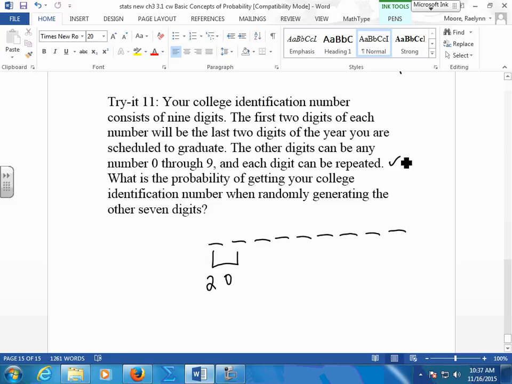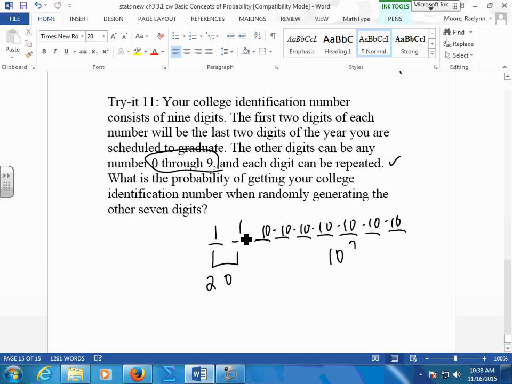How do I set this up? How many possibilities do I have for these guys? 0 through 9, and I can repeat. 10, 10, and I'm going to multiply these. 10 to the 7. Now, what do I use for the first 2? I'm going to graduate in the year 2020. Good. That number is not going to change.